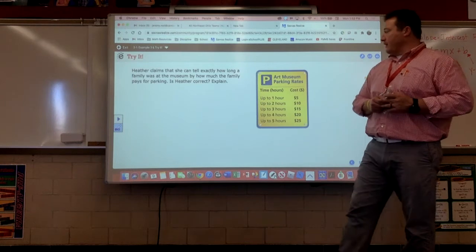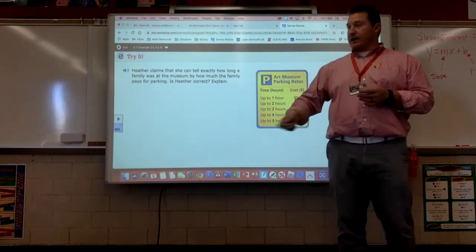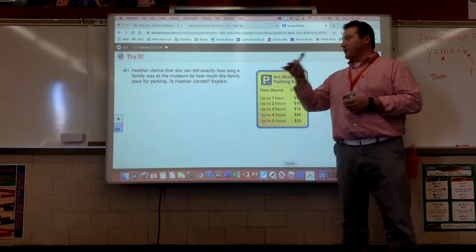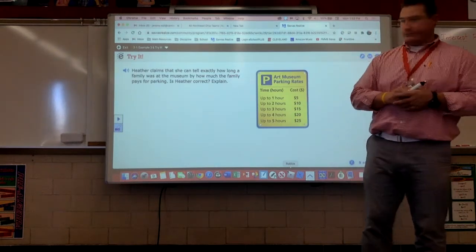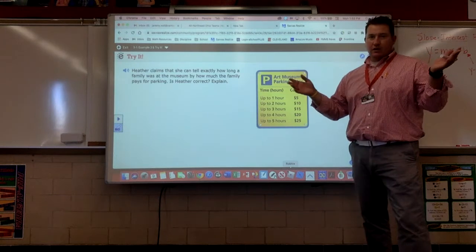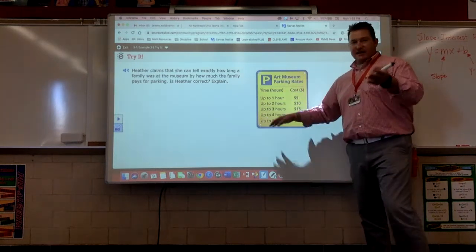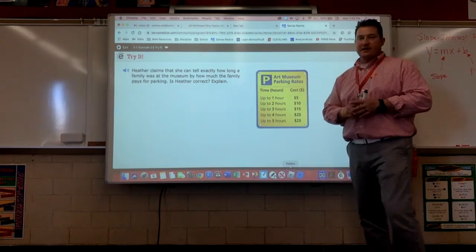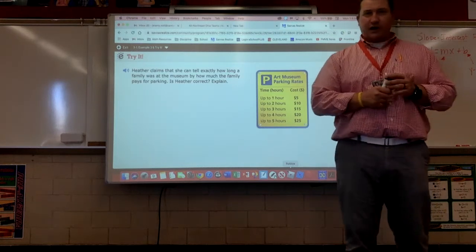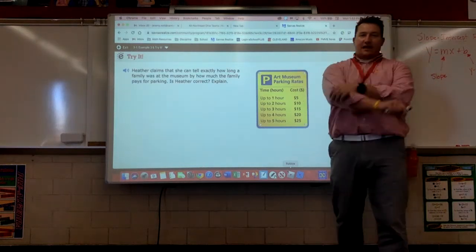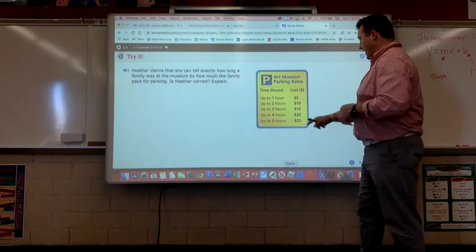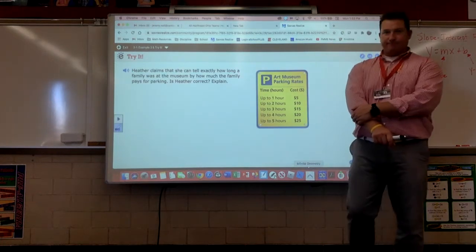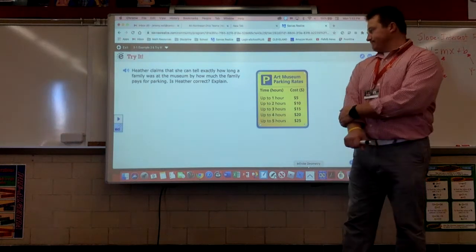And then you get a good thinking question here, guys. Heather claims she can tell exactly how long a family was at the museum by how much they paid for parking. Is she right? Well, in other words, if I tell you that I paid $15 for parking, can you tell me exactly how long I was in the museum for? I paid exactly $15. Well, I think I could tell you.